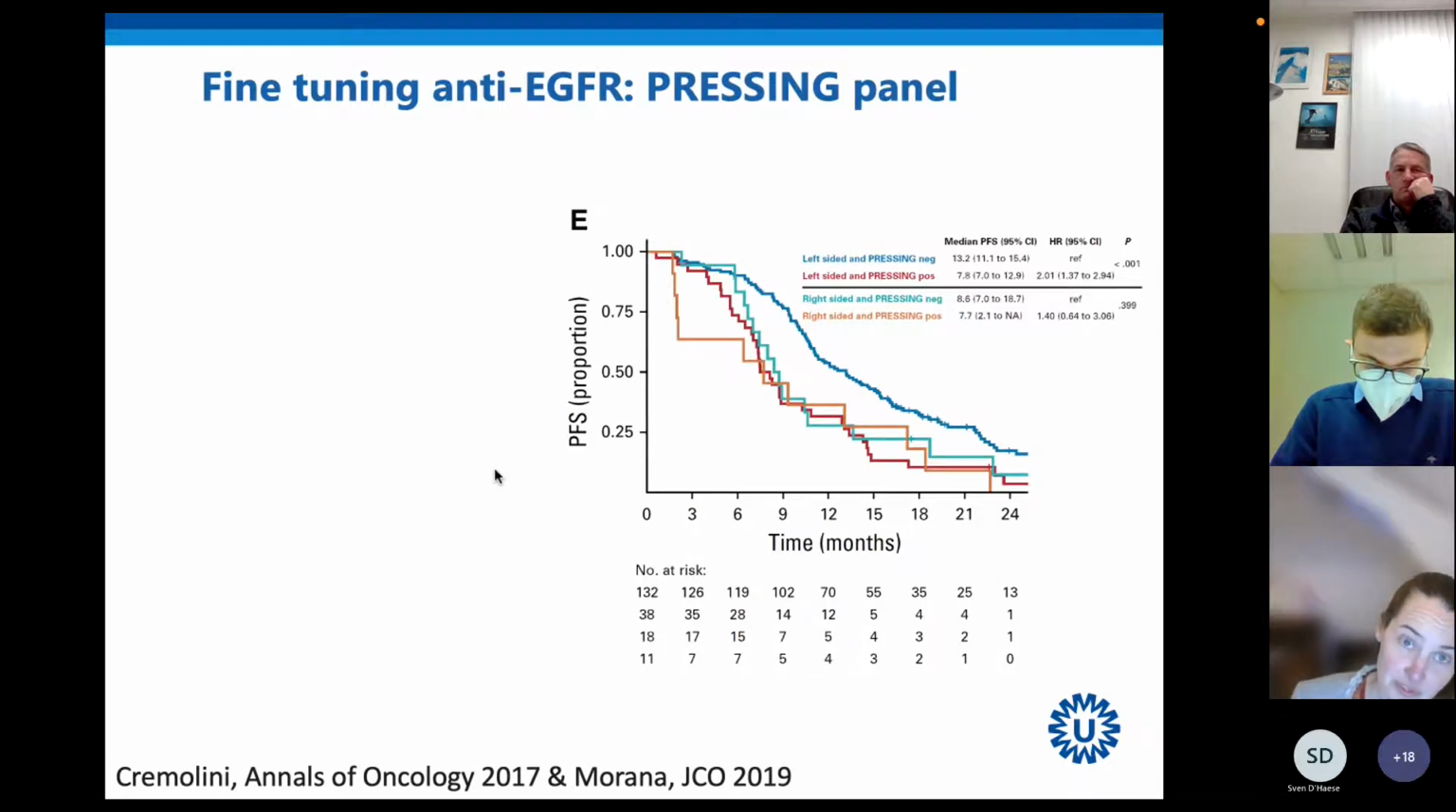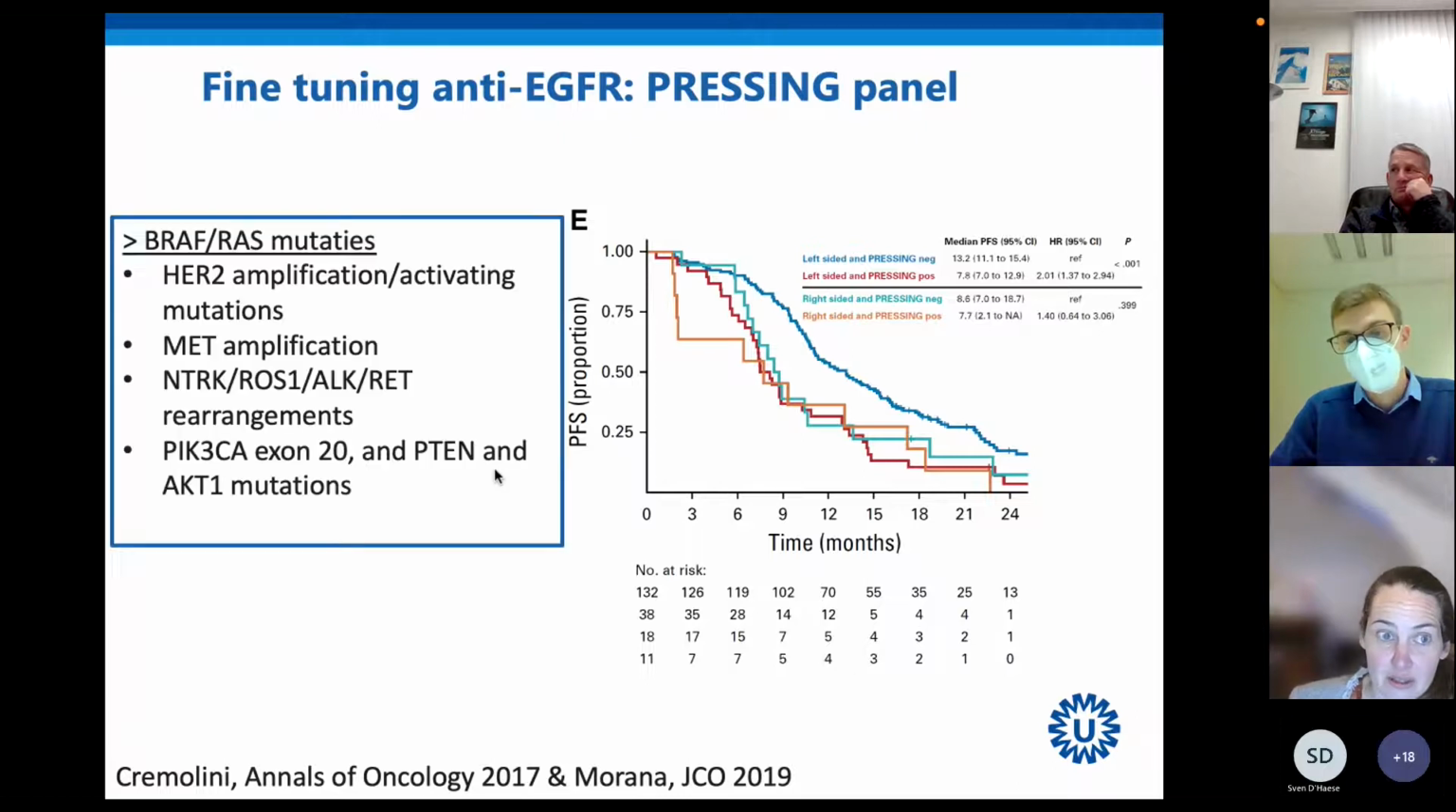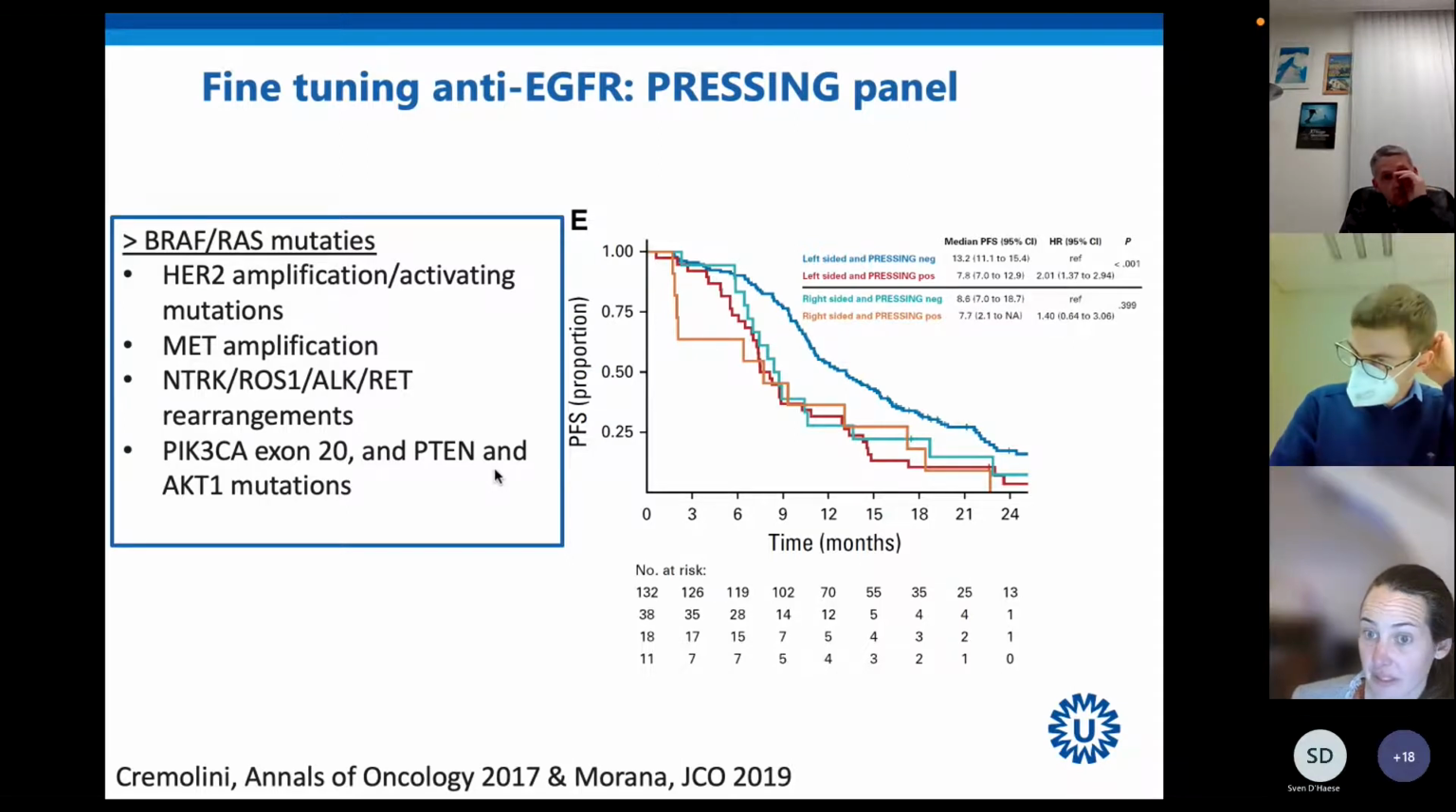You can fine-tune this even more by looking at other mutations. Italian groups often study the pressing panel, and the pressing panel is highlighted here. So they look beyond BRAF and RAS mutations, and they look at other mutations in the same pathway, because if that pathway is activated at a different level, this can also lead to resistance to EGFR inhibition.